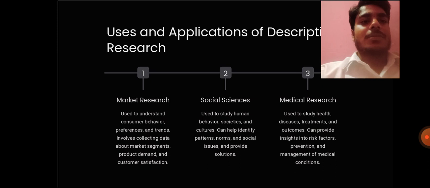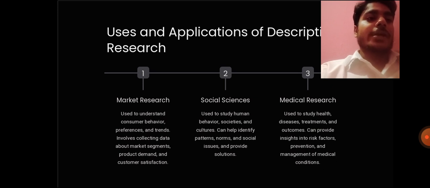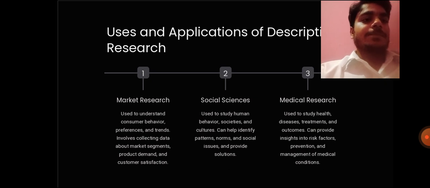After that, we are going to discuss social sciences. Social sciences involve the study of individuals, societies, and cultures, and it helps to identify patterns, norms, and social issues. After that, we are going to discuss medical research. Medical research provides study of health issues, treatments, and outcomes, with insights into risk factors, which also involves management of medical conditions.